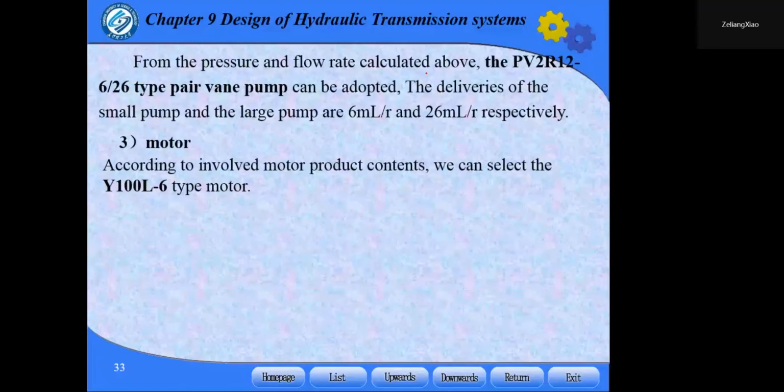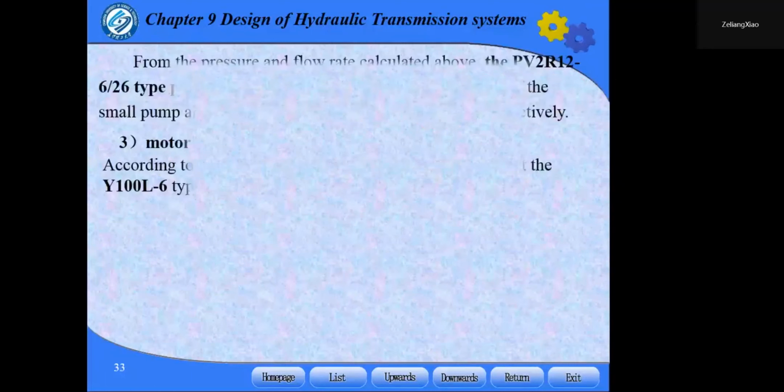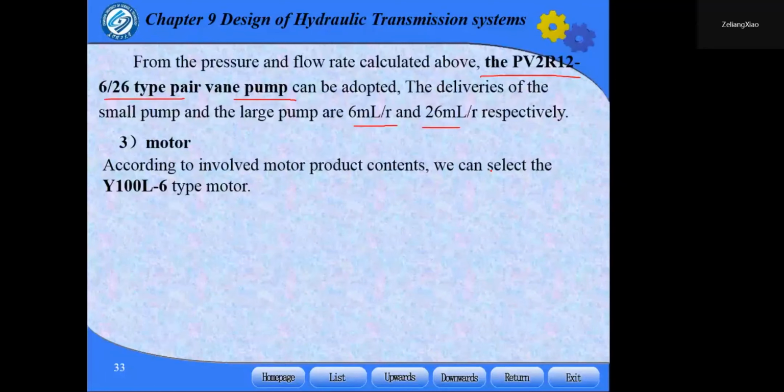From the pressure and the flow rate calculated above, we can choose pumps from the table. This one can be adopted. The deliveries of this pump and the large pump. This one. Then we can choose the motor. According to the motor product manual, we can select the motor Y100L-6.